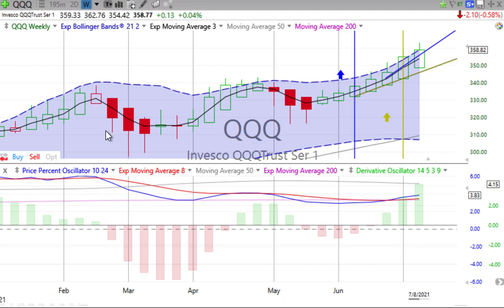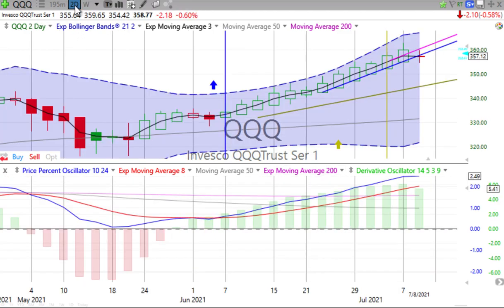What do we see happening on the Qs? The NASDAQ 100 down for the day 0.58%, so not a lot. Again, an up week so far. We see a little bit of shaving off of some of that upward movement on the price percent oscillator. That derivative oscillator still heading up. Look at the 2-day. You can see where things are flattening on the price percent oscillator, and the derivative oscillator dropping off for the first time in quite a while.